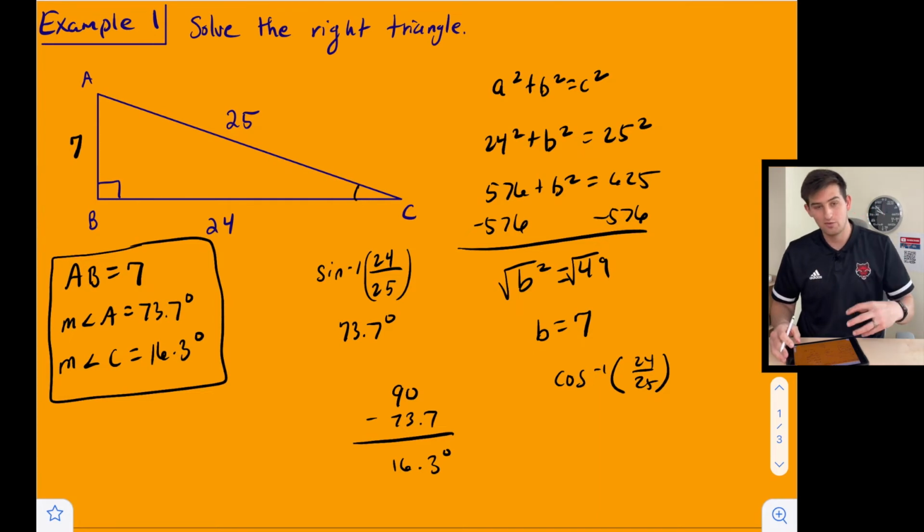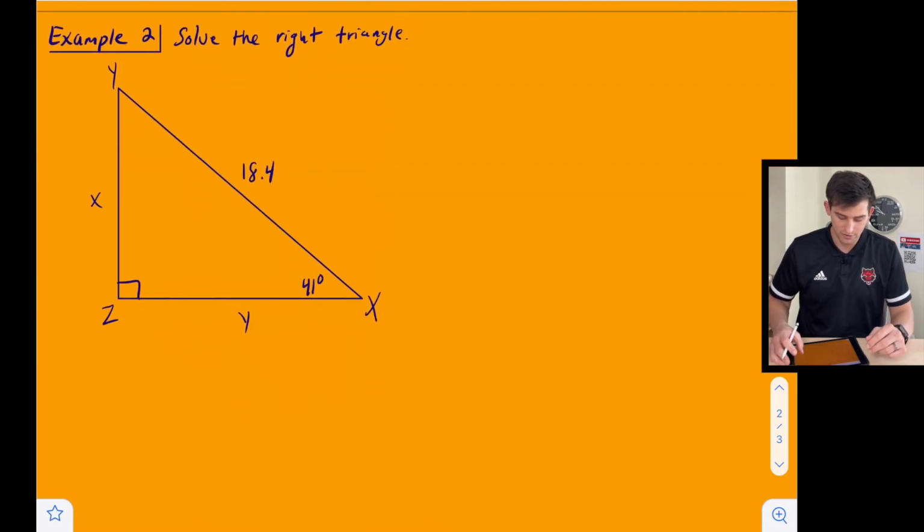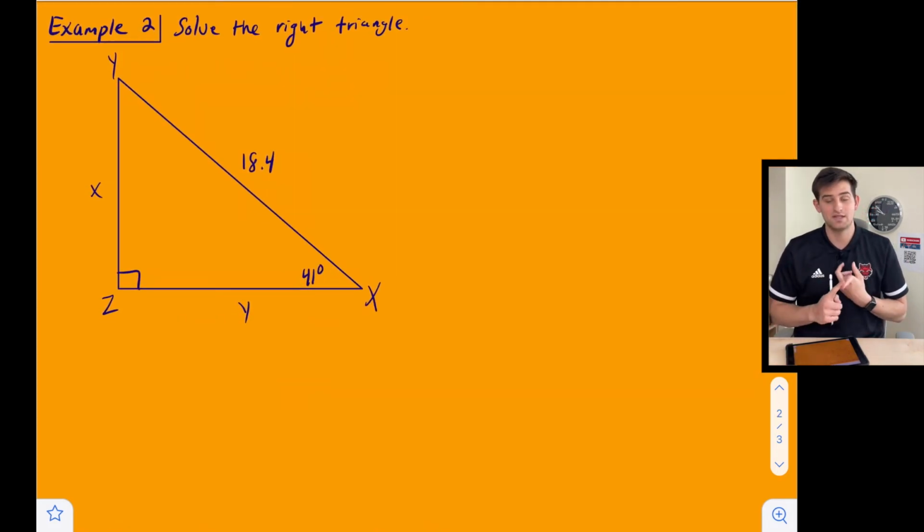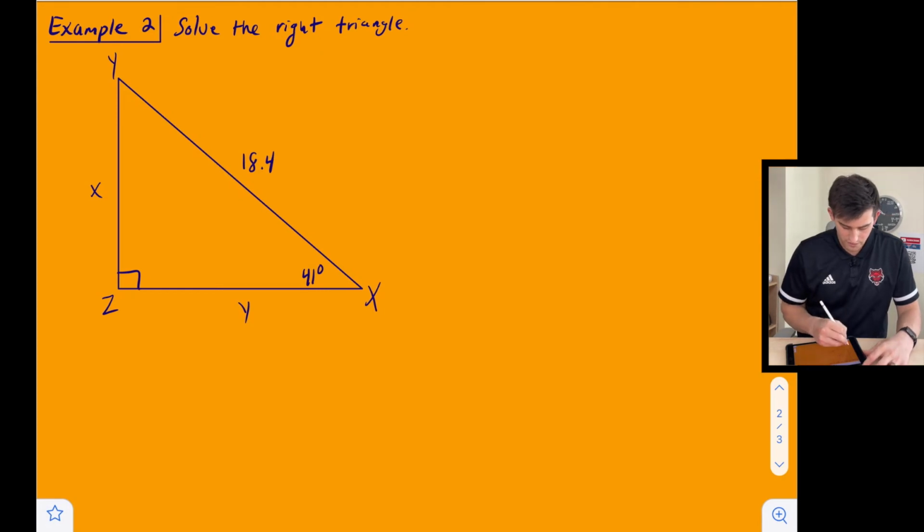So this was our example where we knew two side lengths. We found the other side length and the two acute angles. Our last example here, now we only have one side length, but we do have one of the acute angles. We could go ahead and start solving for the side lengths, but let's just solve for our angle first. So we know that we are missing the measure of angle Y, we are missing side length X, and we are missing side length Y.